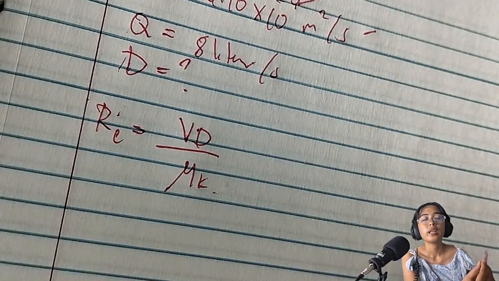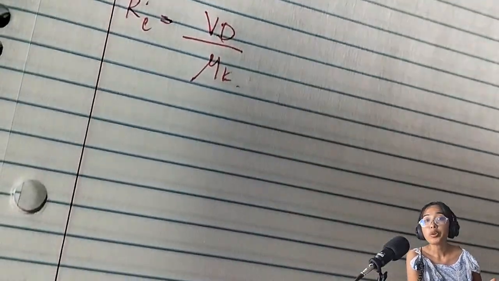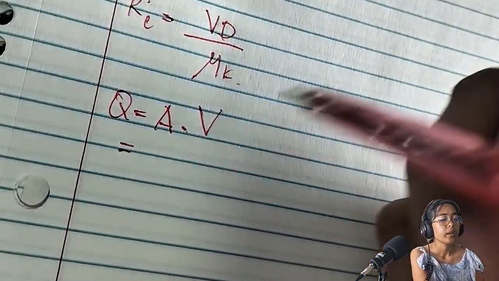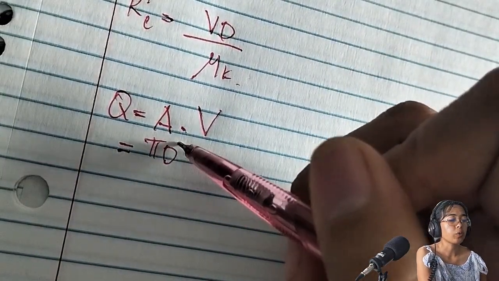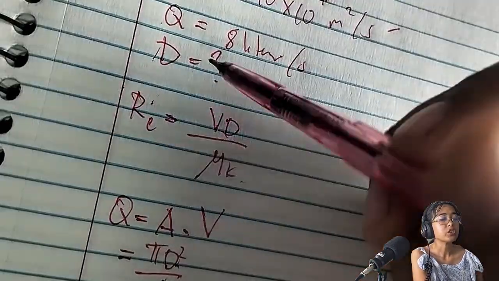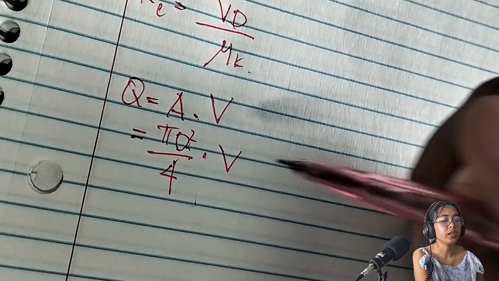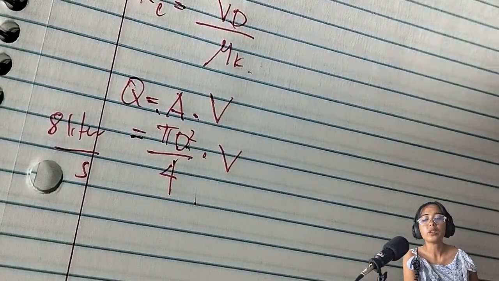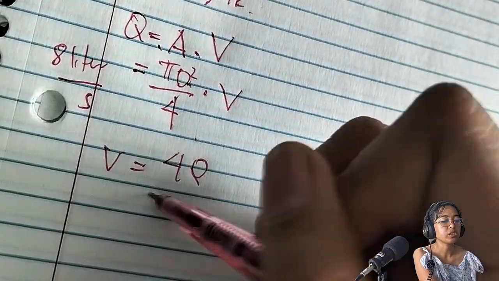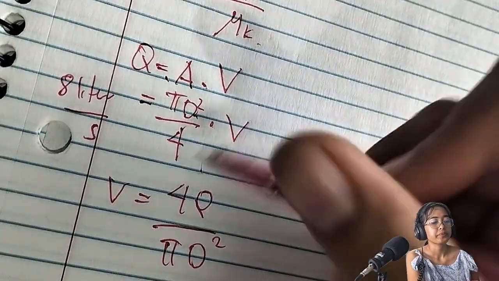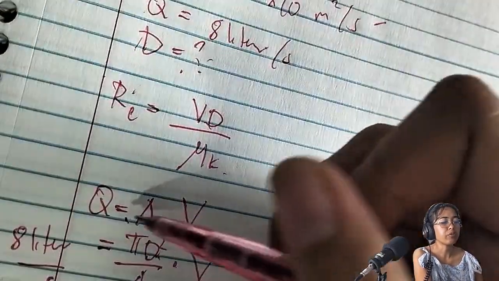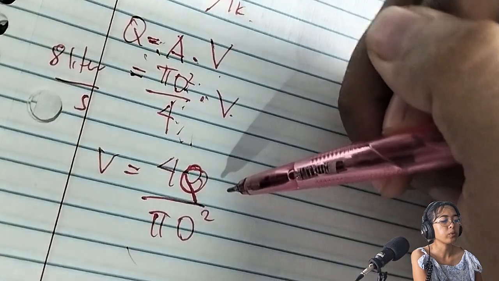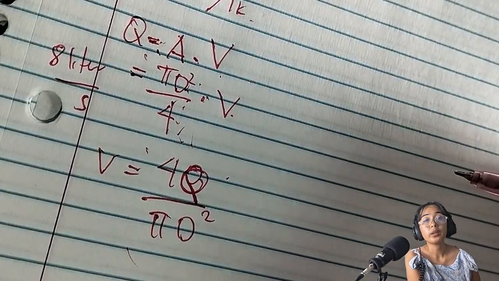Since we were given a volume flow rate, always remember that the formula of volume flow rate, Q, is equal to area times the velocity. Since we are dealing with a pipe, the area is a circle, so pi D squared over 4. This D is just the same as the D we are looking for. Then V is the velocity, and Q is given as 8 liters per second. So, we can equate this. Q equals pi D squared over 4 times V. Transposing, V is equal to 4Q divided by pi D squared.